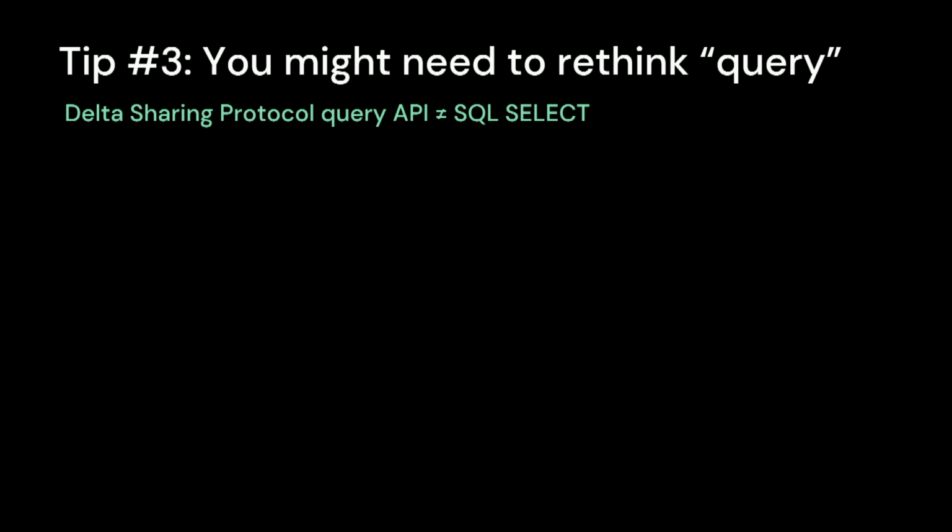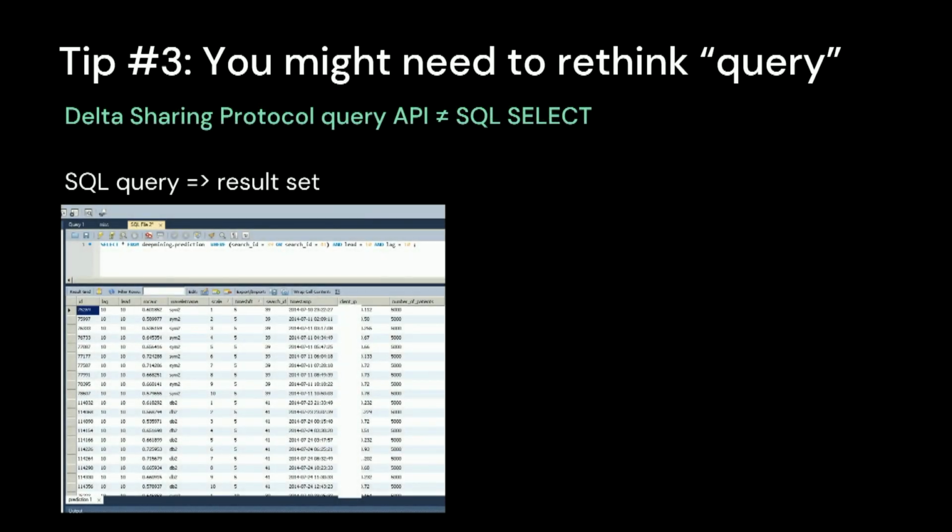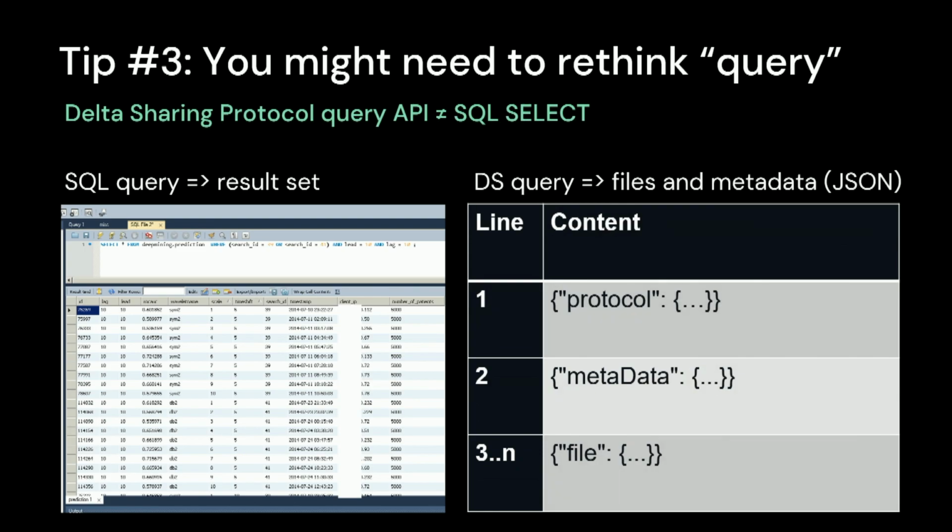A Delta Sharing protocol query is not the same as a SQL select. We've already talked about some overfetching and underfetching capabilities, but it's really more fundamental. We're all used to using interactive SQL tools, right? So we submit a query, we get back a result set. With the Delta Sharing protocol, when you submit a query, you get back several lines of text, each of which represents its own JSON payload.